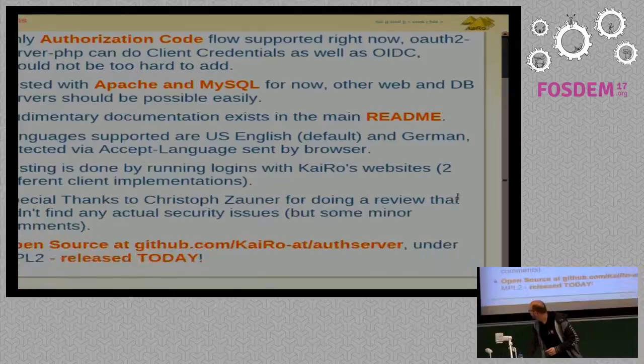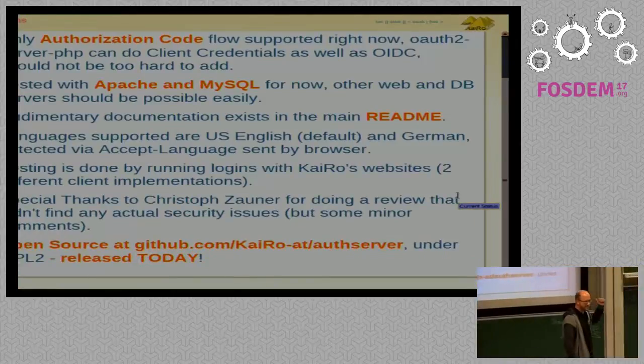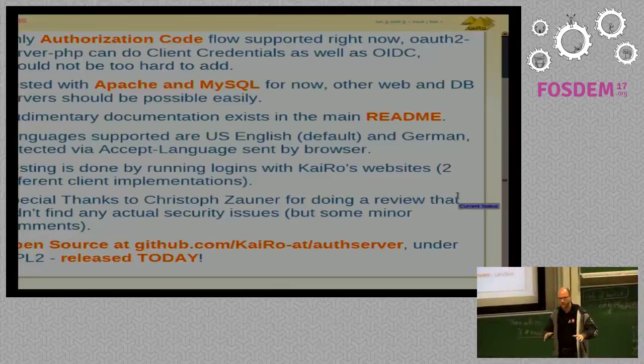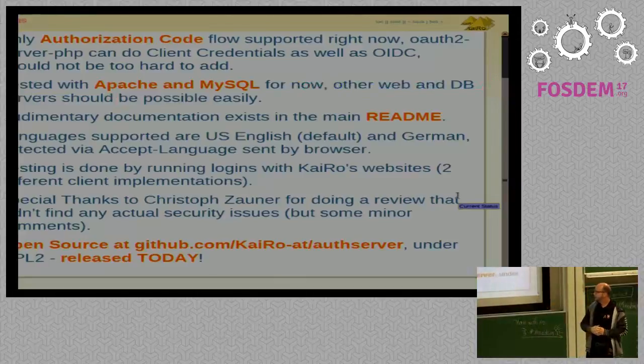It's open sourced. It's available since today, since a few hours ago, at github.com/cairo.at/auth-server. It's under Mozilla Public License 2. I care to put a license on my projects, unlike many others on GitHub. And yeah, it's out there right now if you want to use something like that.